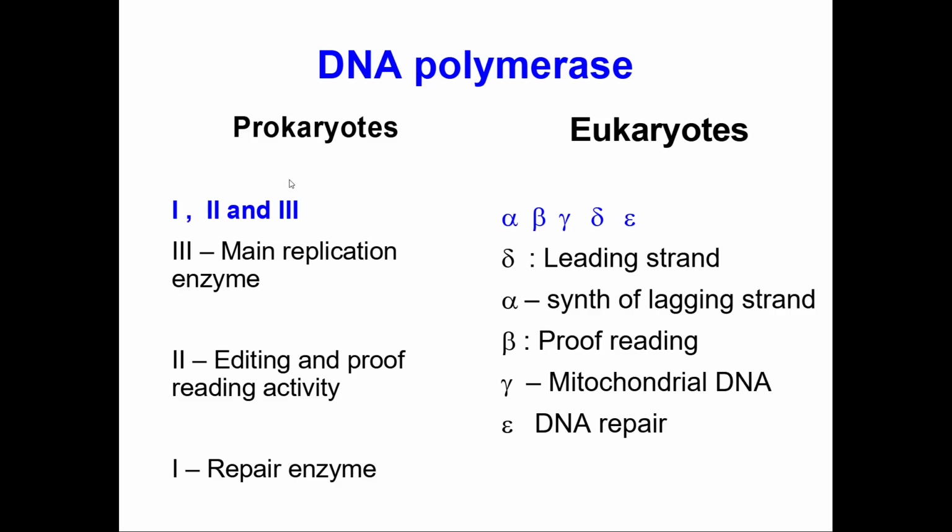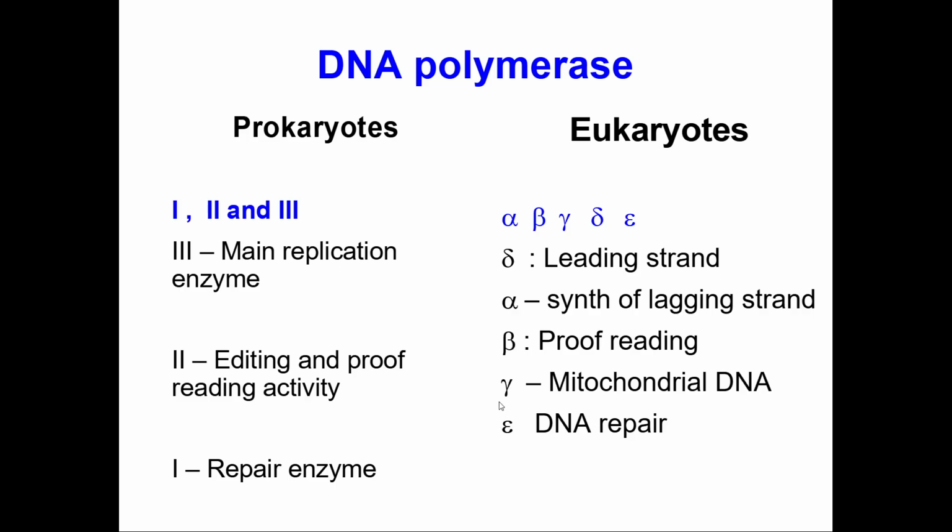The DNA polymerase is the main player which is involved in the DNA replication. In the prokaryotes, there is DNA polymerase 1, 2, and 3. In eukaryotes, it's a bit more complex. So we have the alpha, beta, gamma, delta, and epsilon. In prokaryotes, the main enzyme is DNA polymerase 3. DNA polymerase 2 edits and does the proofreading of the DNA. What's the meaning of proofreading? Proofreading means check up whether the correct base pairs have been added, and if not added, it's supposed to remove it. DNA polymerase 1 is responsible for repair of any DNA damage.